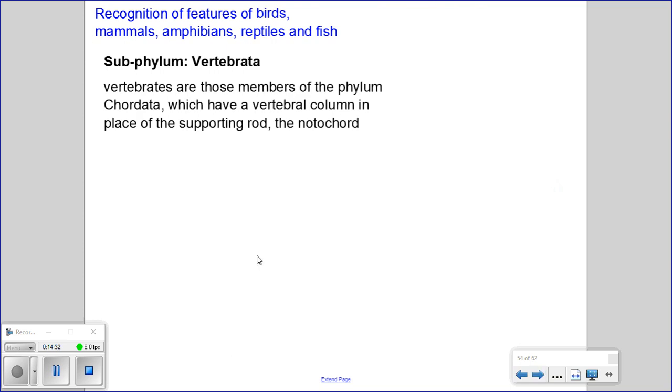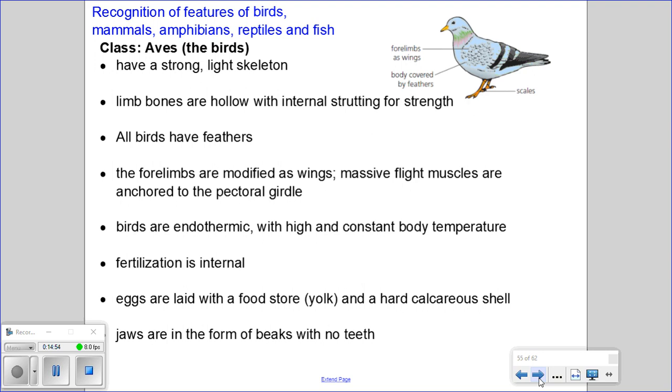So we'll move on to the subphylum of the chordates, which is the vertebrata. And vertebrates are those members of that phylum Chordata which have a vertebral column in place of the supporting rod, that notochord. So that notochord gets replaced by vertebrates.